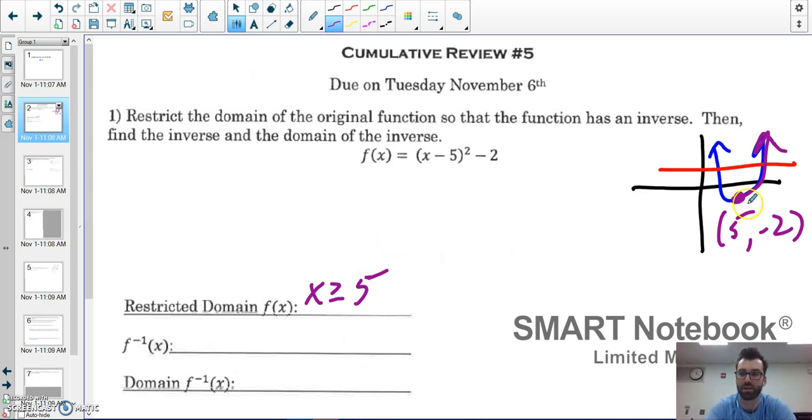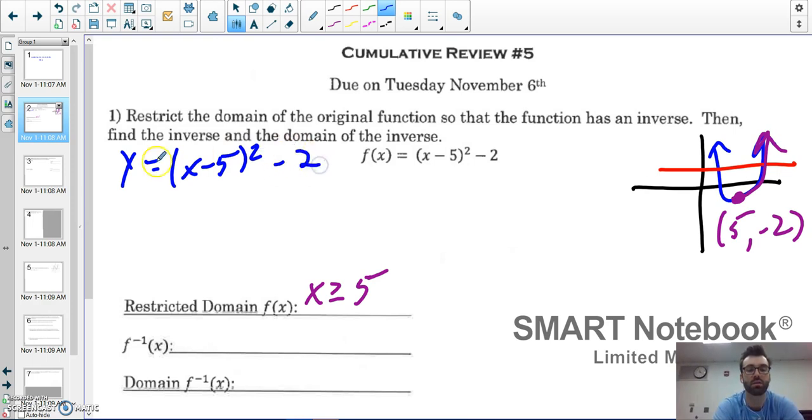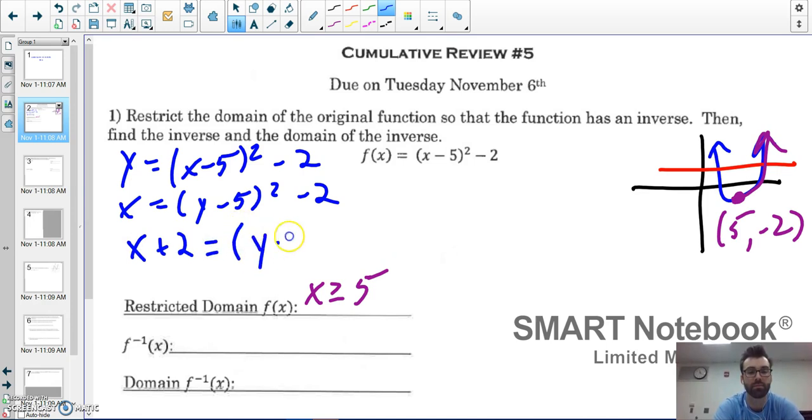In order to restrict my domain, I look at my x values. I look to the right, so x must be greater than or equal to 5. Remember, to find the inverse of a function, I replace f of x with y. And then I replace x and y. Now we're going to solve for y. So I'm going to add to the other side. Then I'm going to take the square root of both sides, so undo that squared.